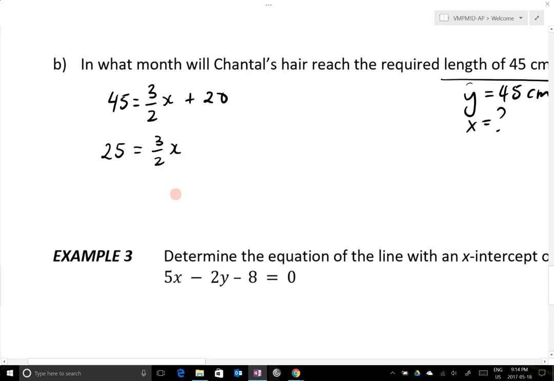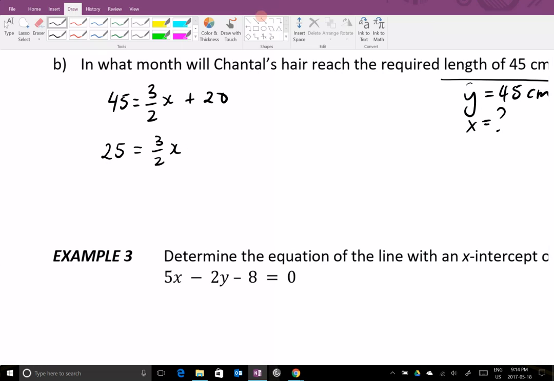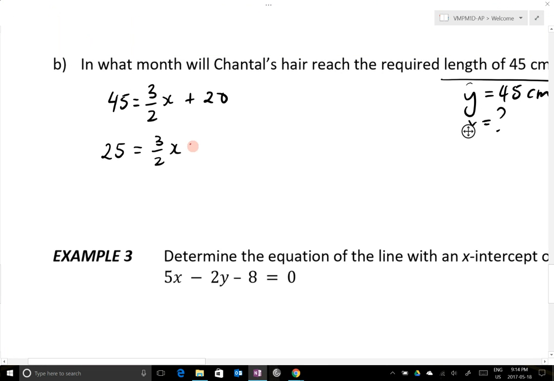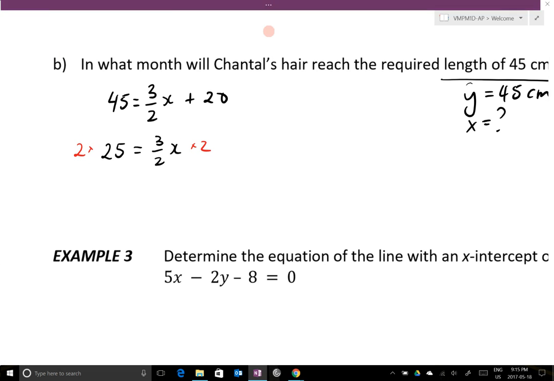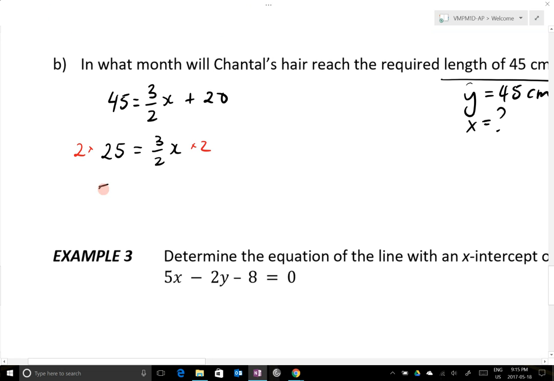And let's say I multiply both sides by 2. Let's do this in red. So let's multiply this side by 2. Let's multiply this side by 2. Okay, and if I do that, I get 50 on the left, and on the right, the 2's cancel, and I have 3x. And then my last step would be to divide by 3. Okay, so x is equal to 50 over 3.